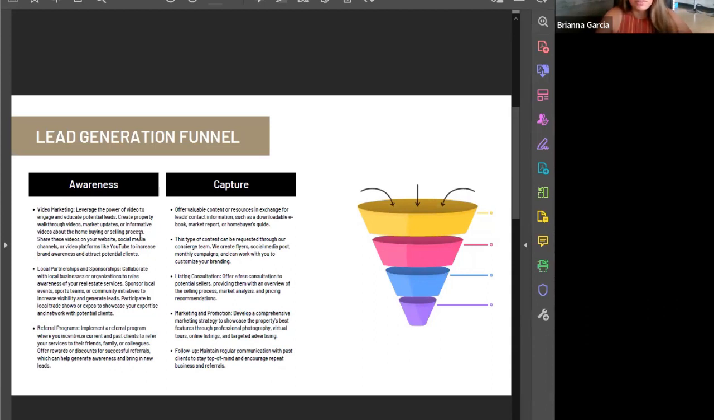Another way to have awareness would be to create local partnerships and sponsoring as well. I know this is great for agents who are in bigger cities or who are just wanting to get with local businesses or organizations. You could sponsor local events, your kids' sports teams. You can get involved with your kids' schools. A lot of them may play sports in schools as well. So that's a great way to get that sponsorship partnership going.